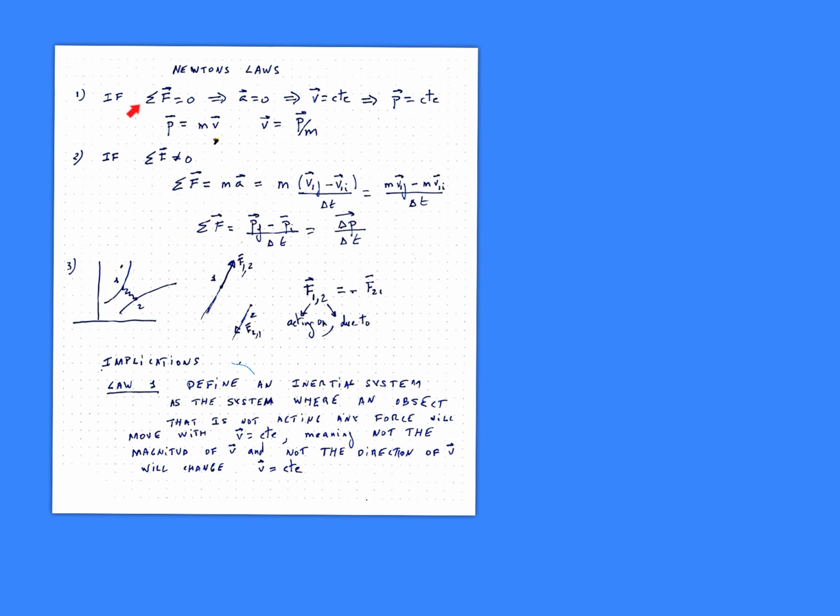The first law says if the total force is zero, the velocity will be constant, or the momentum will be constant, the mv will be constant. The second law says that the sum of all the forces is mass times acceleration. So please look at this deduction, what it means. Acceleration means change in velocity per unit of time. And the third law says action and reaction.